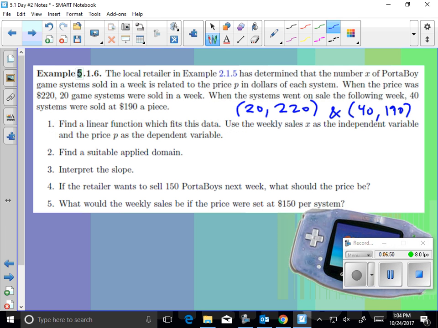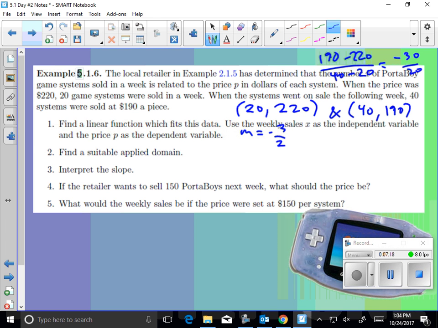So I could find the slope between these 2 points. Is the price going down or up? Down. So my slope, in this case, I could take 190, which is my y value, minus 220, which is my other y value, over 40 minus 20, and I get negative 30 over 20, which gives me a slope of negative 3/2.